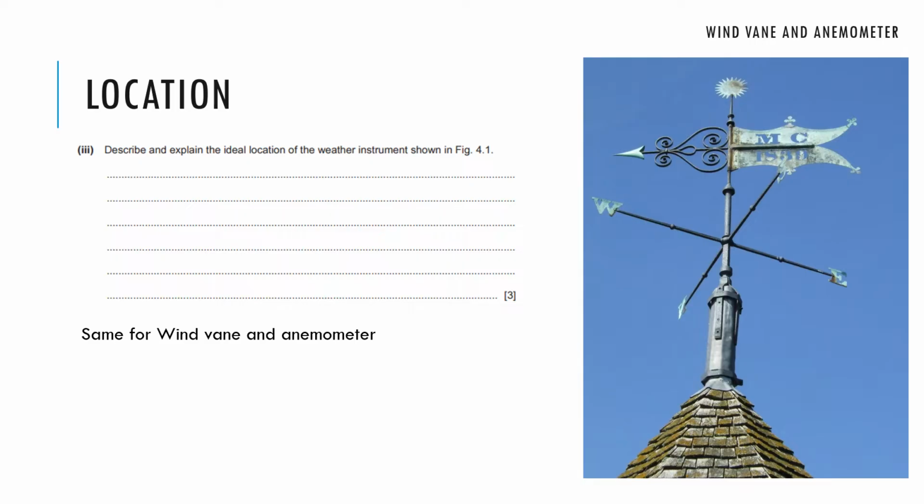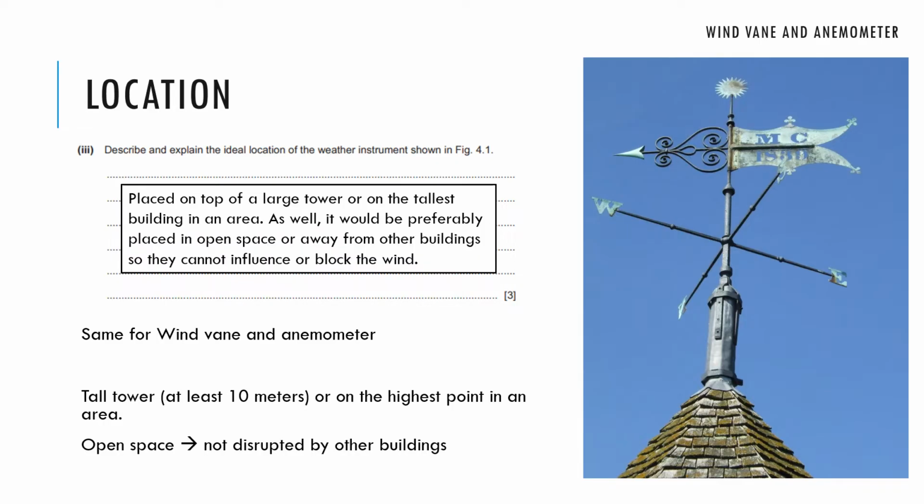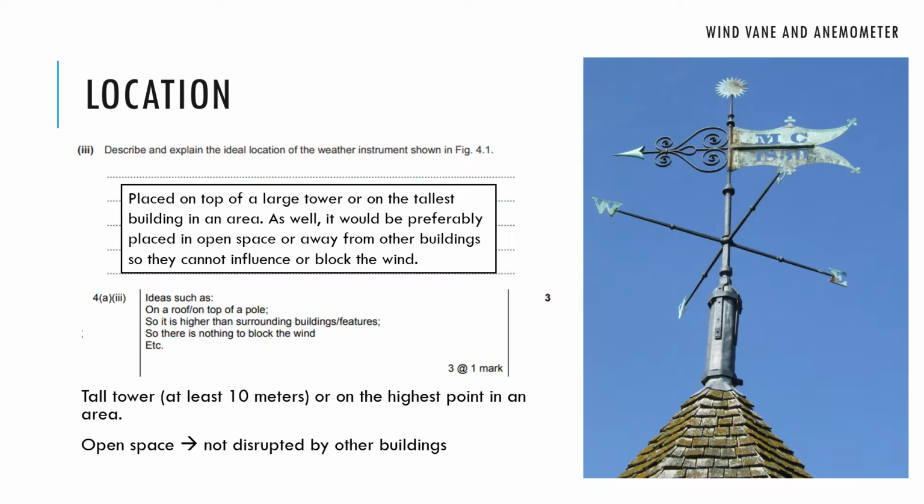Moving on. Describe and explain the ideal location of the weather instrument shown in figure 4.1. Remember, just a little tip: the wind vane and anemometer pretty much require the same sort of location. You're going to have a tall tower, at least about 10 meters, or be on the highest point in a given area. It needs to be in a relatively open space, so not disrupted by other buildings, trees, or obstacles. If I was going to write an answer, I would say something like this: placed on the top of a large tower or on the tallest building in an area. As well, it would preferably be placed in an open space away from other buildings so they cannot influence or block the winds. Let's check our marks against the mark scheme. On a rooftop, yep, 1 mark. It's higher than the surrounding buildings, yep, implied, and so there is nothing to block the winds. Yep, all 3 marks. Let's move on.